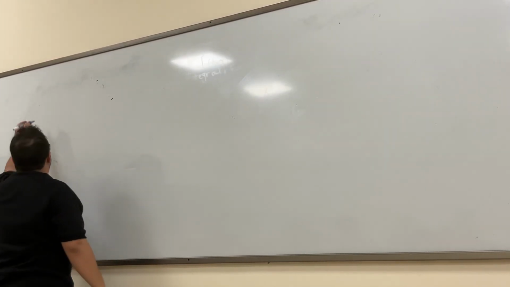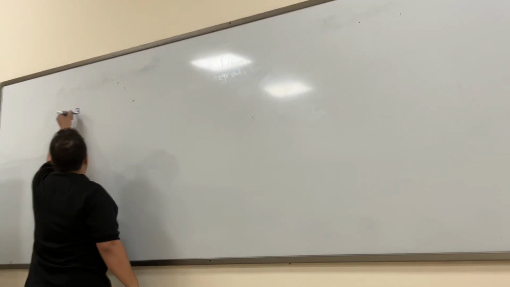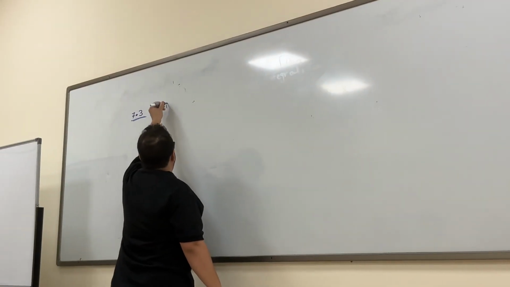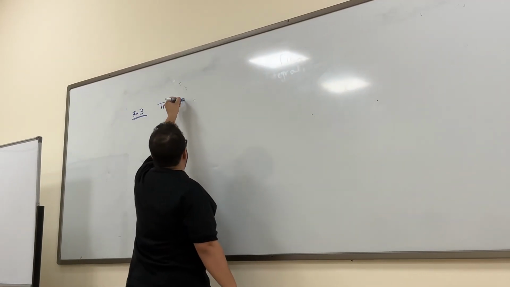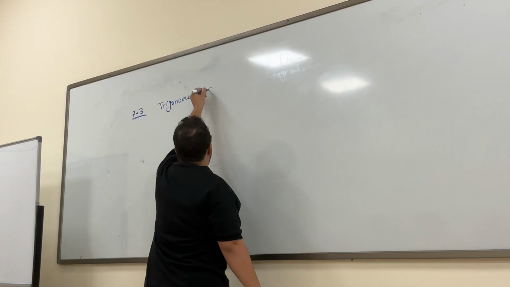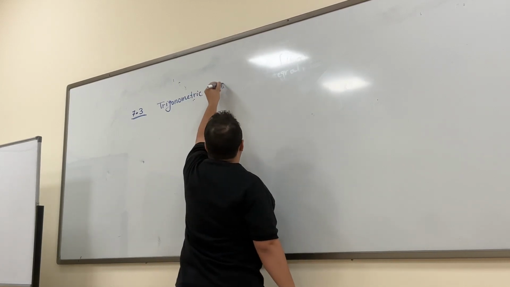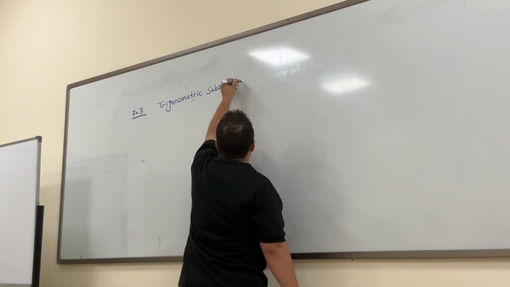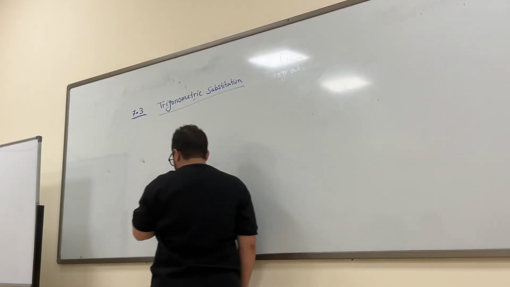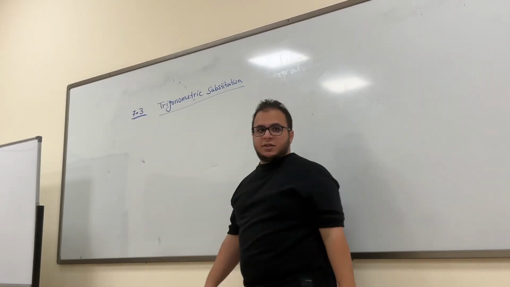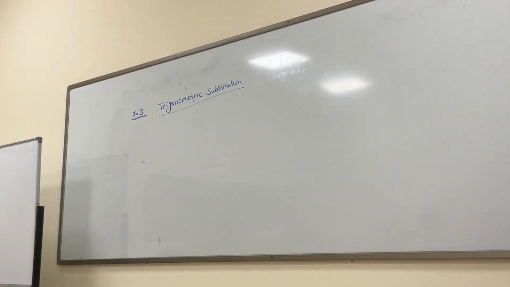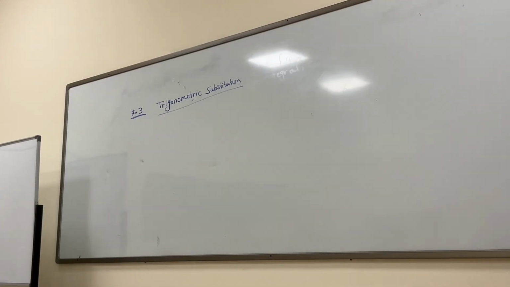So let's start with 7.3. Trigonometric substitution. Now the theory for this section is extremely short. Maybe you think this section is tough because of the long solutions. But the theory part is extremely short.